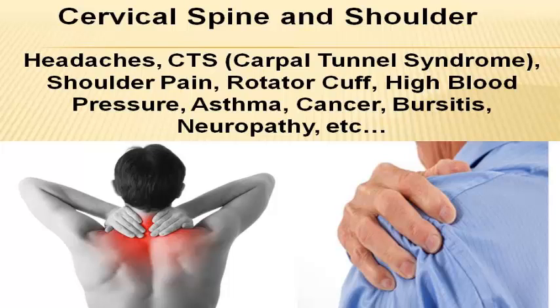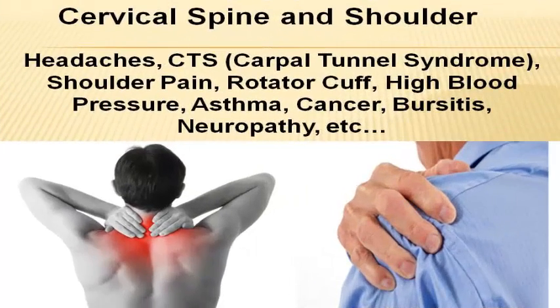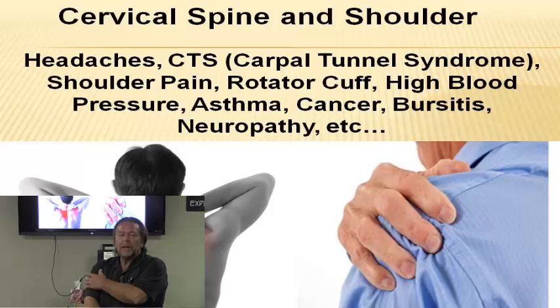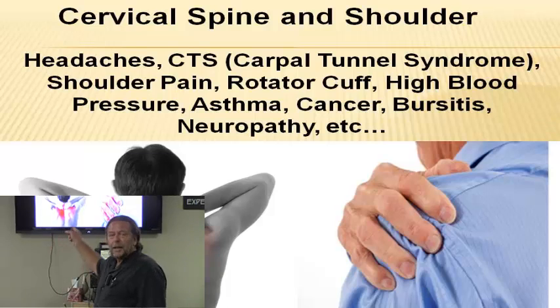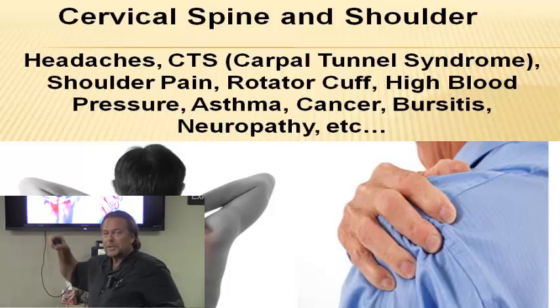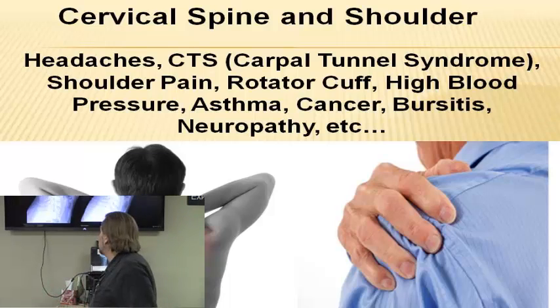Tonight we're talking about the cervical spine and shoulder. It's tough because you can't speak about the cervical spine unless you talk about all the other things, so this is going to be a rough overview. When we talk about the neck area, it involves headaches, carpal tunnel syndrome, shoulder pain, rotator cuff problems, bursitis in the elbow. We're talking cancer, neuropathy, breathing issues, all from the cervical spine. Now, we could talk an hour on each one of those, so it's going to be a rough overview that we're going a little bit too fast on. But it's going to make sense.